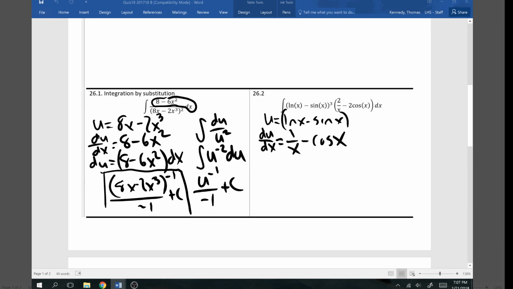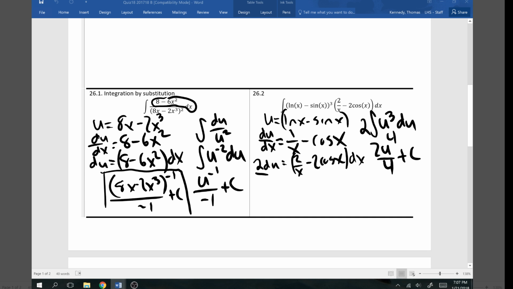The derivative of natural log of x is 1 over x minus cosine of x. And we have 2 over x minus 2 cosine of x. A ton of people said that this was half of du. It's not. We multiply both sides by 2 to get 2 over x minus 2 cosine of x dx. So a lot of people messed that up and called it a half. But once you get here, the integral is just u cubed du, and because we had a 2 du times 2, it's 2 times u to the 4th over 4 plus c, and it is just 1/2 times natural log of x plus sine of x to the 4th over 4, plus c.